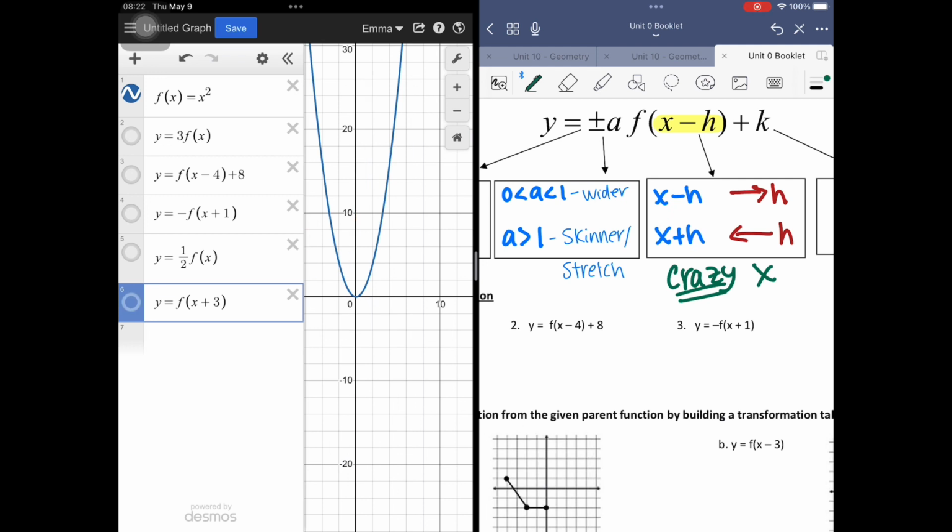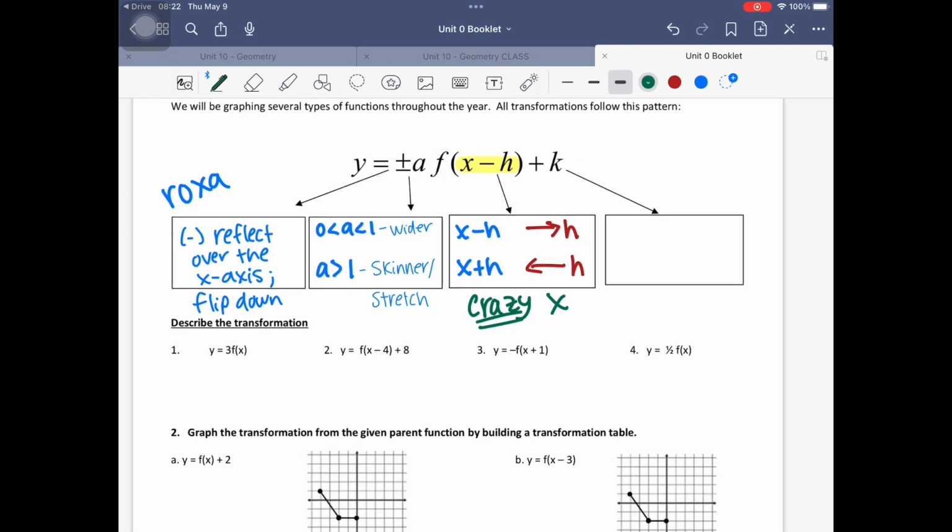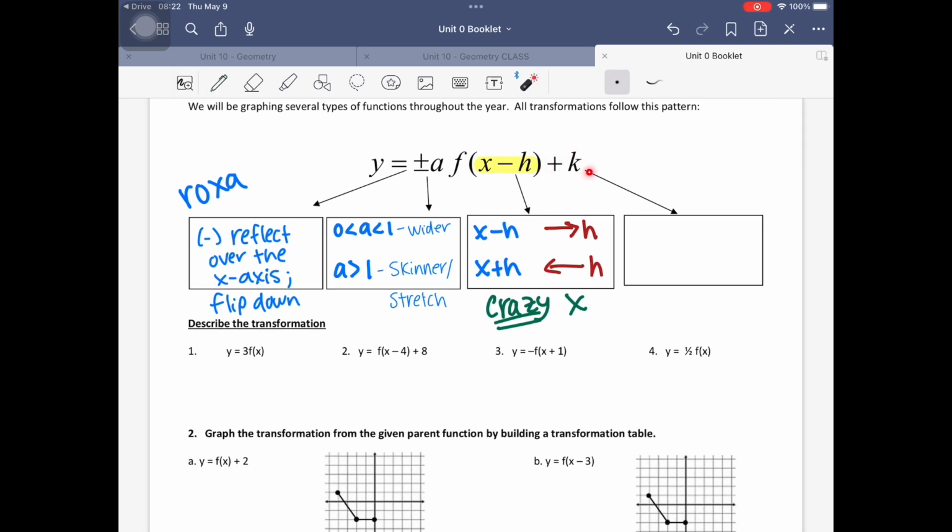Last but not least, my very favorite one is the k value. It does exactly what it says. Plus k means it's going to go up k. Meaning if I had plus 4, it's going to go up 4. And if it's minus k, it's going to go down k. So again, it's exactly as it looks. This one's going to go up, and this one's going to go down. If I had minus 2, it's going to go down 2.